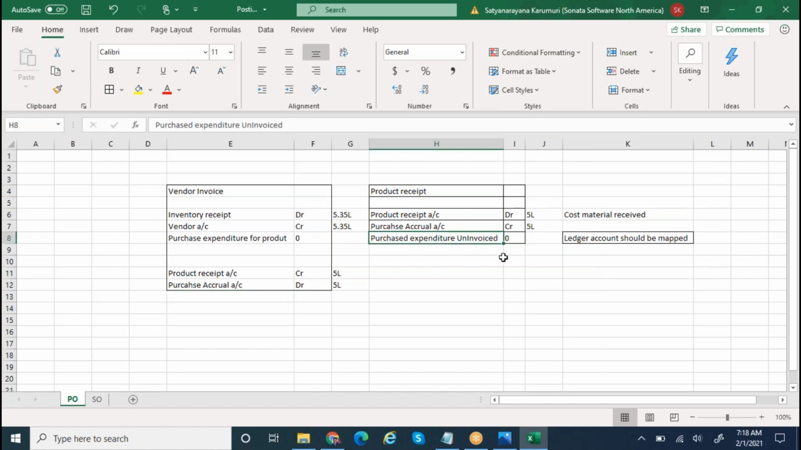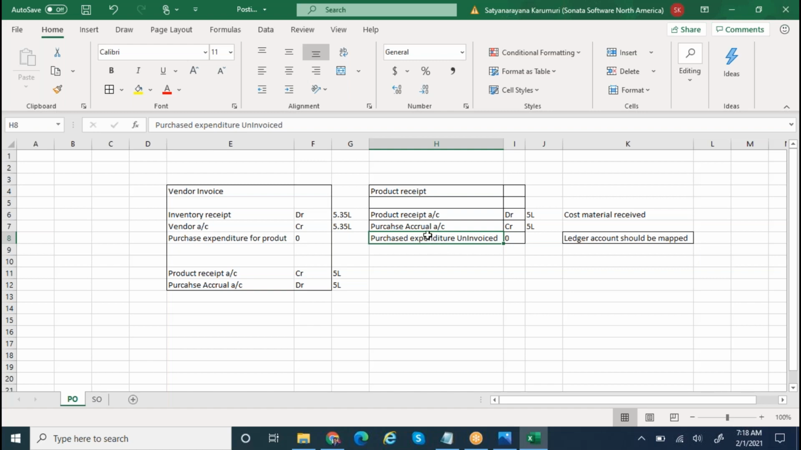Okay, sometimes in the 2012 version, in some versions it will be posted to this account, just like this one. This is purchase expenditure for product. This is purchase expenditure uninvoiced. That's it. This should be mapped, even though it is not posting. Sometimes it will post to 0, sometimes it will not be posted. Okay, but you need to map it.